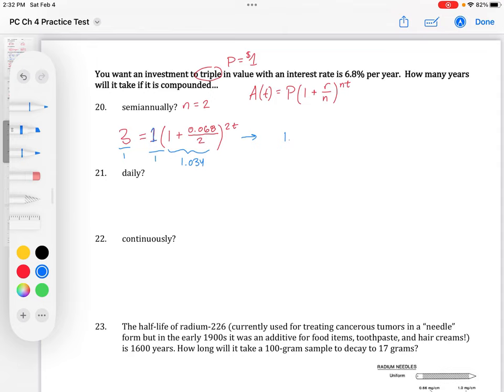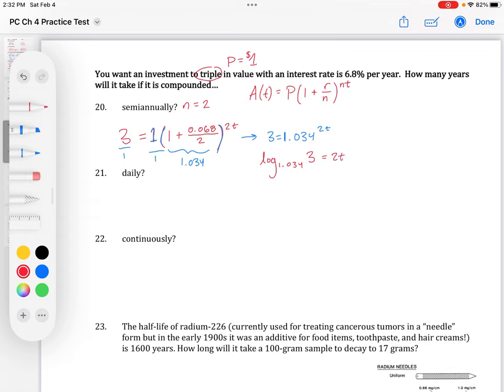that part will give you 1.034. So this is 3 equals 1.034, the part that we get in parentheses here, and then that's to the power of 2t. At this point, it's already an exponential, so we can change it into a log to solve for t. So now we have log with a base of 1.034 of 3 is equal to 2t.